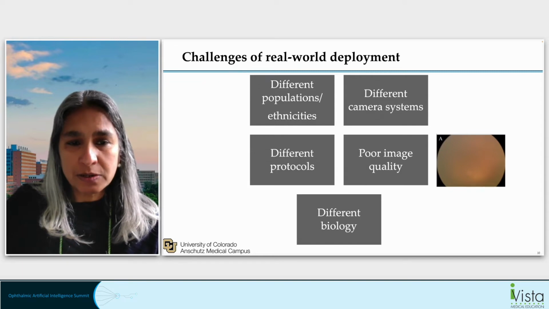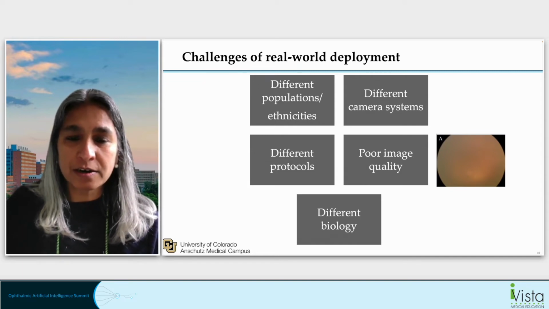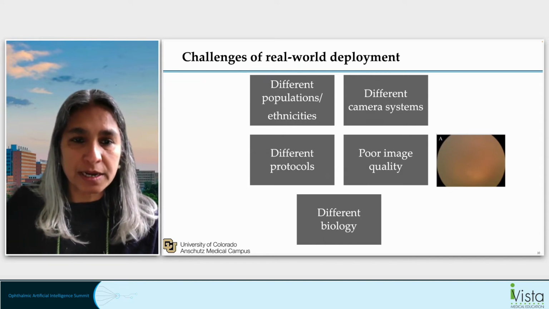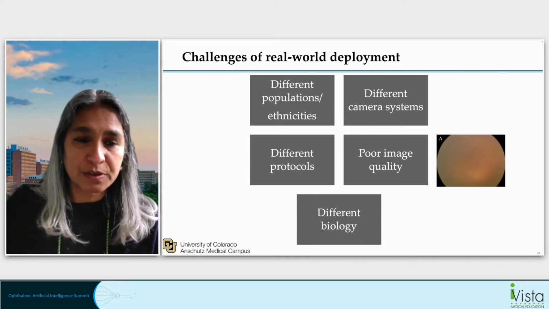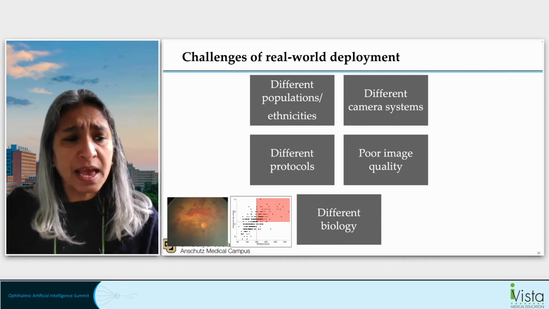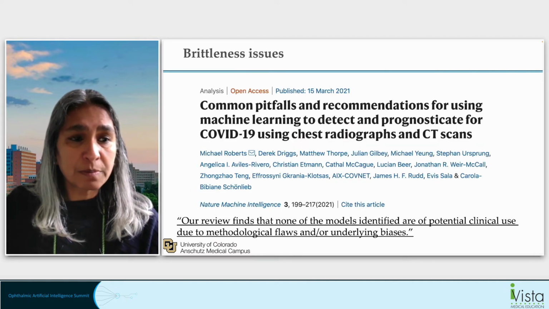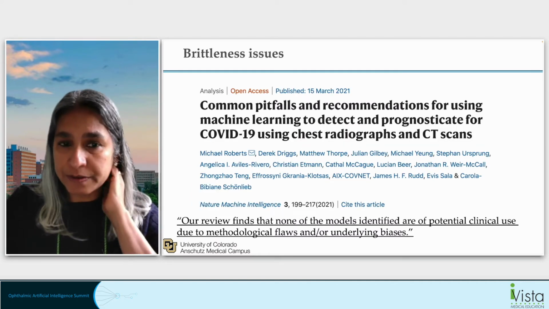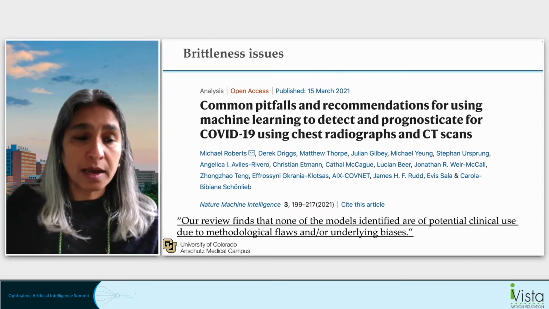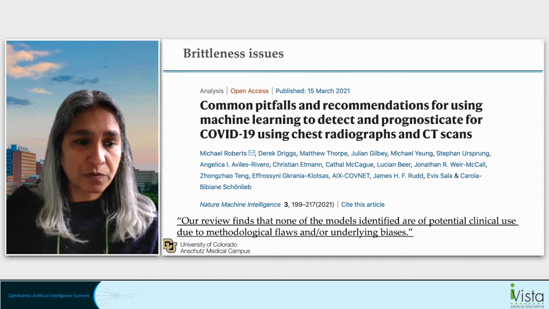Image quality is a huge issue, and we need to make sure that the algorithms have some kind of filter, potentially on input validation in terms of, is it the right training data, and different biology. So in terms of these common pitfalls, COVID was mentioned previously, and we see a huge amount of work that came out during the COVID era.